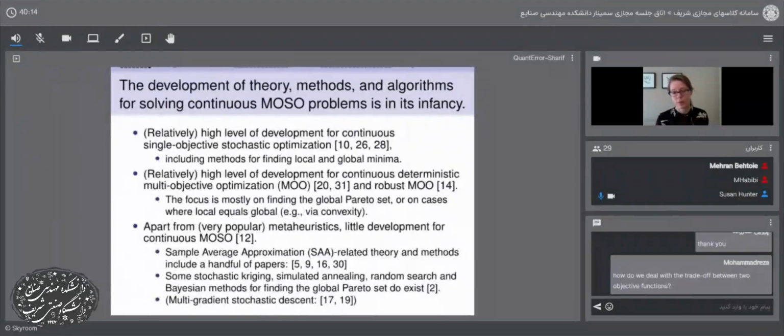Apart from the very popular metaheuristics that come up, there's little development for continuous multi-objective stochastic optimization. And when I say little development, I mean in terms of theory. What kind of convergence rates can we get? Central limit theorems? Do we have algorithms that converge with probability 1 to the true efficient set as things become dense, as we're able to sample more and more? We really don't have much information here. There are a few things I've listed, but it's very small compared to the individual development of single objective stochastic optimization and multi-objective optimization separately.